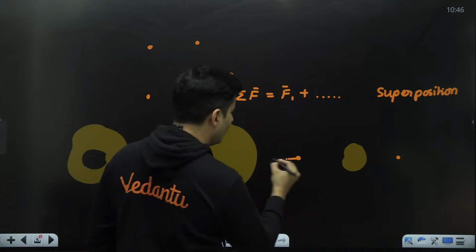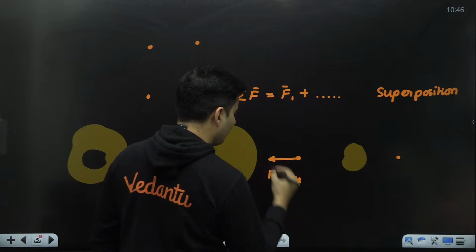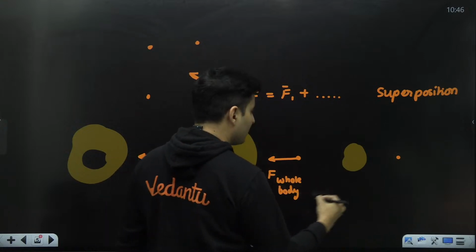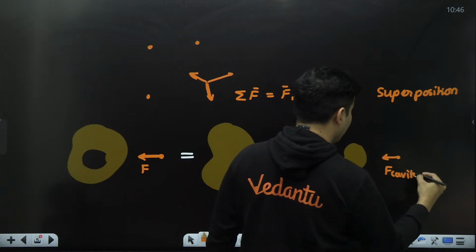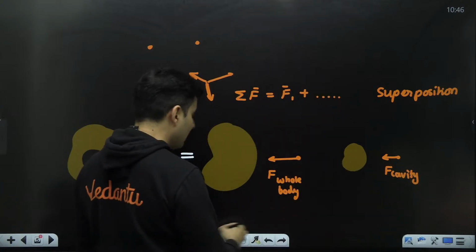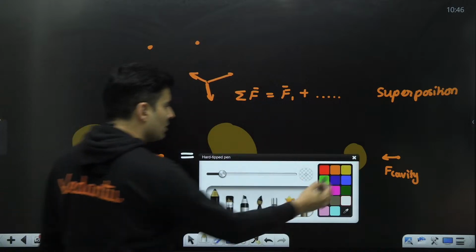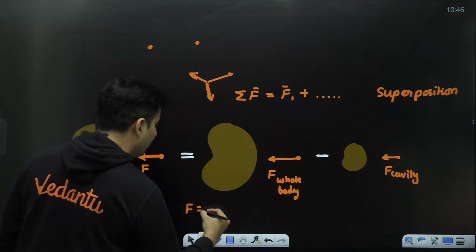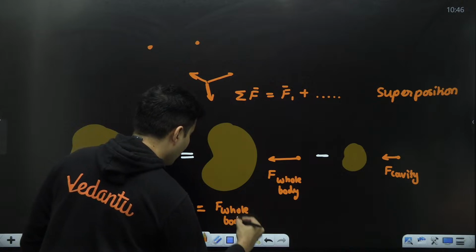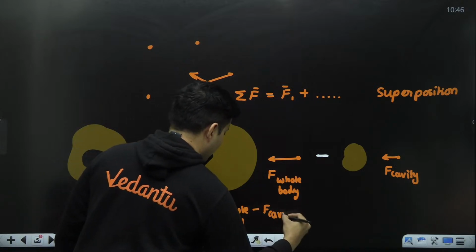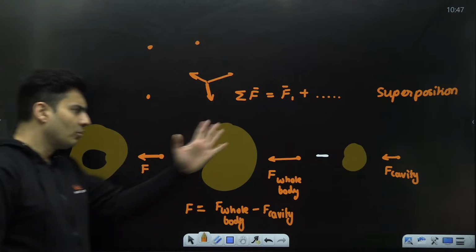Find out the force due to the whole body. This is the force due to the whole body without the cavity, and just find out how much force will be there because of that particular cavity. The subtraction of these two will give you this particular force. So technically speaking, this F will be, magnitude wise, the net force due to the whole body minus the force due to just the cavity. This works both for gravity as well as for electricity.